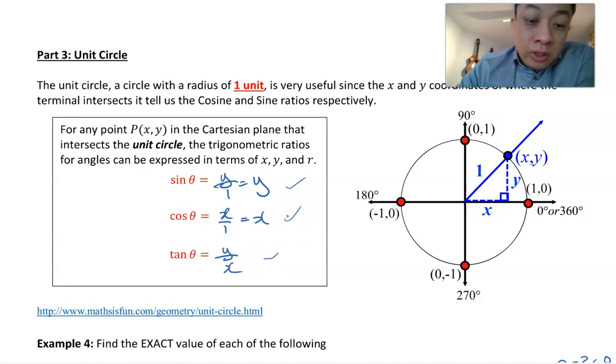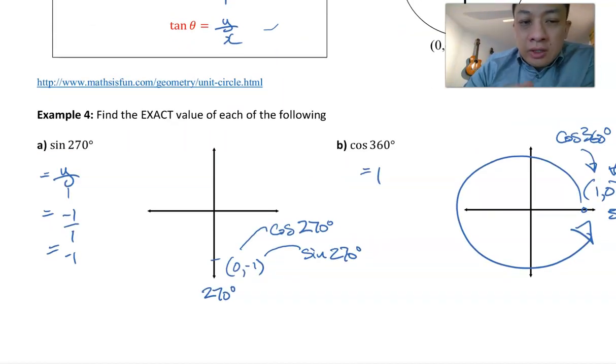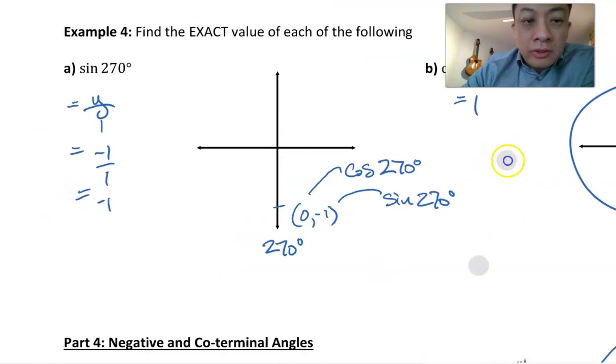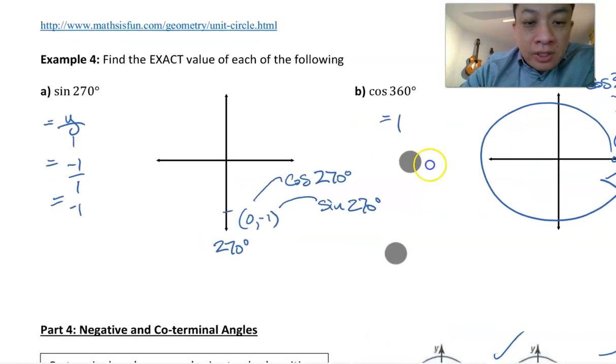Okay, but now these are shortcuts. So the y value is always a sine ratio, and the x value is cos theta. You check out that link, and there's a unit circle you can play around with and spin around and see these measurements changing. Here's the first example. I mean, here's both if you want to see them. But let's talk about the first example.